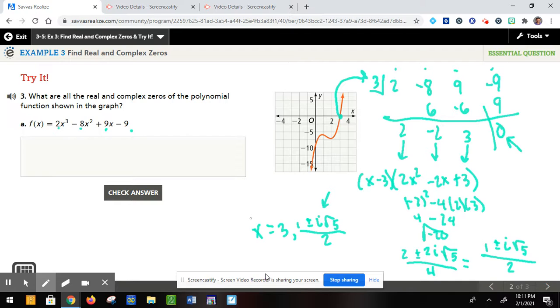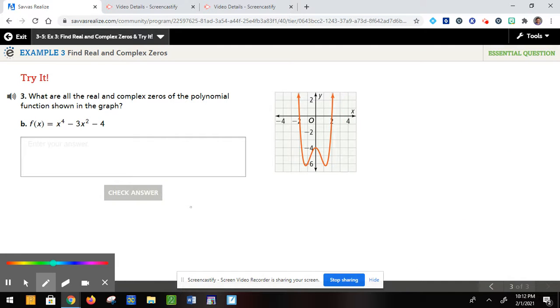Okay, let's take a look at the next part of this example. With this one, you're seeing it cross twice. So there's 2 real zeros, but then you're also seeing 2 bends down here. So there's going to be 2 imaginary zeros, which makes sense because there should be 4 total based on the degree being 4.